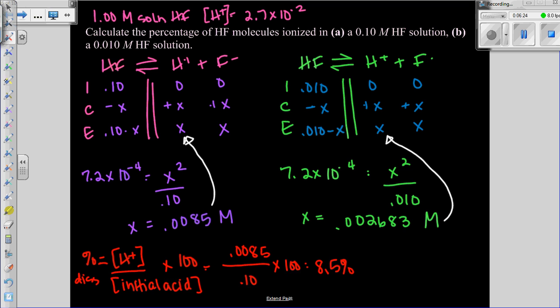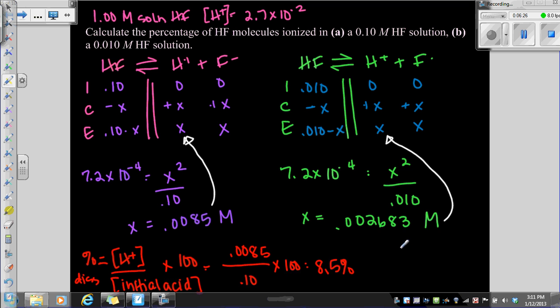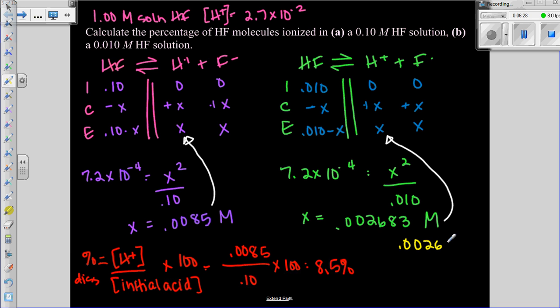When I do the same thing with the second one, let's change colors. Let's do yellow. 0.00268 is good enough. This is going to be the percent dissociation: 0.00268 divided by our initial concentration, 0.010, times 100, which gives us 26.8% dissociated.